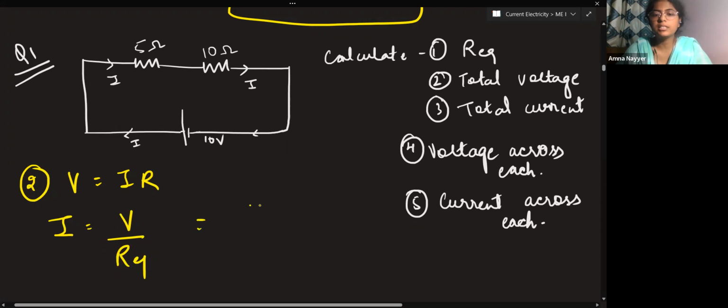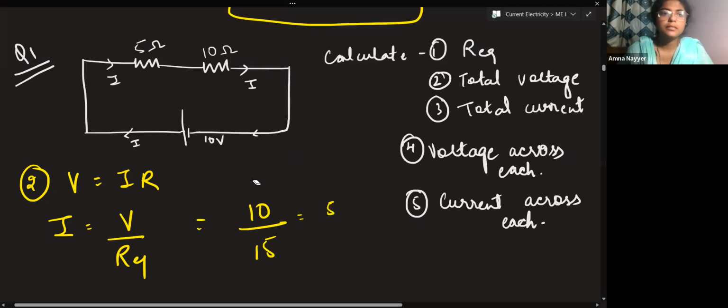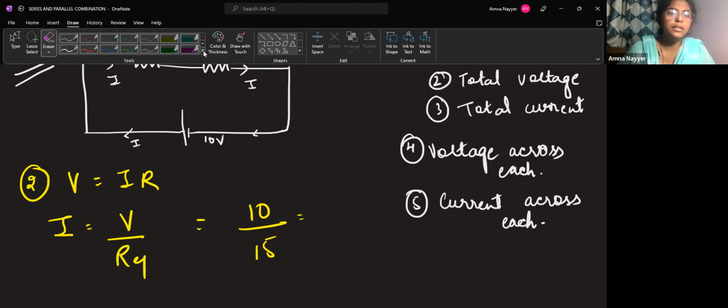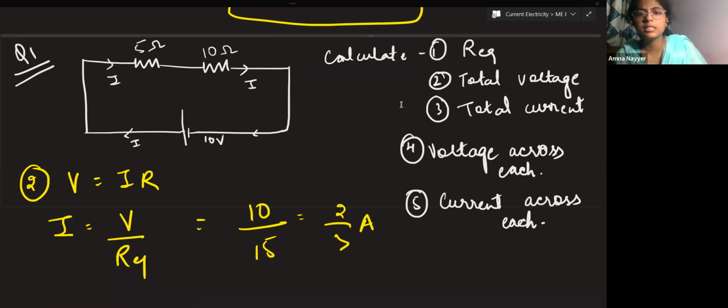Total voltage is 10 volt, total resistance is 15. So this comes out to be 2 by 3. Correct. This comes out to be 2 by 3 amperes. So what was the answer Astha submitted? I is equal to 2 by 3 amperes.